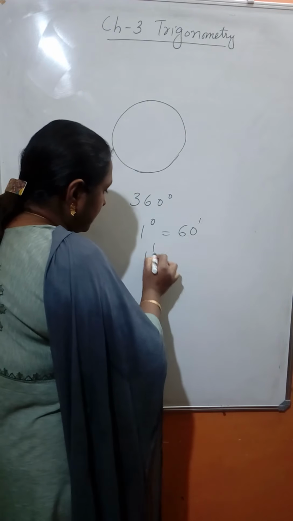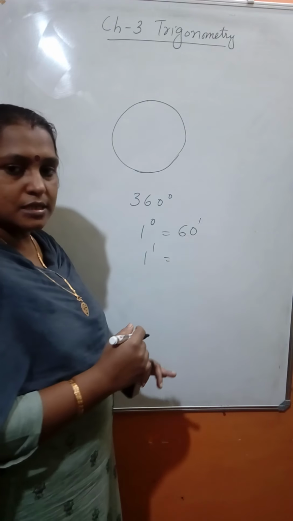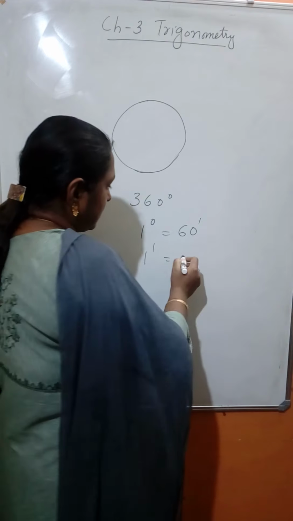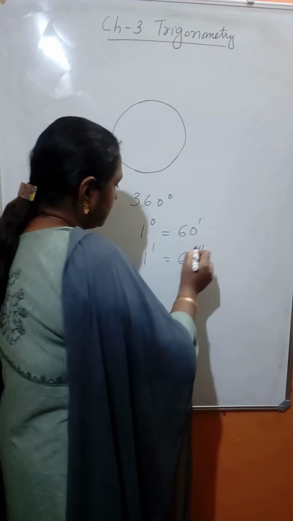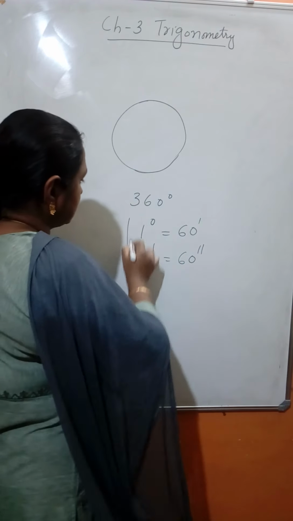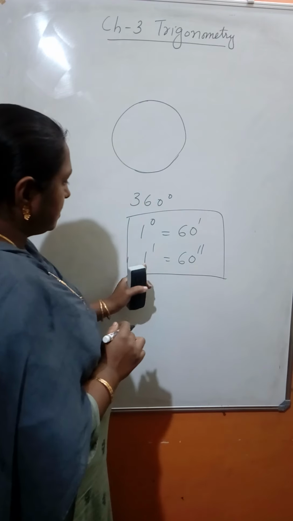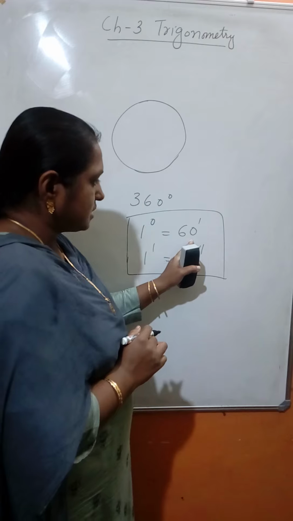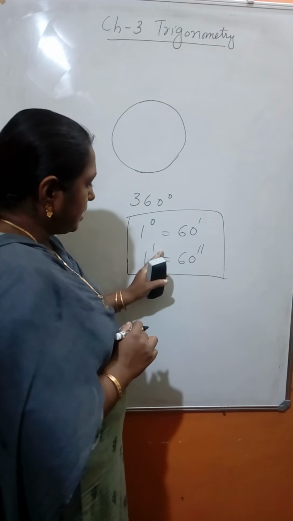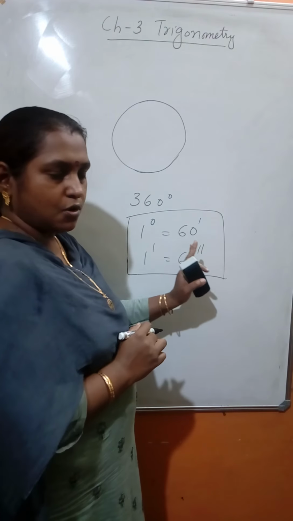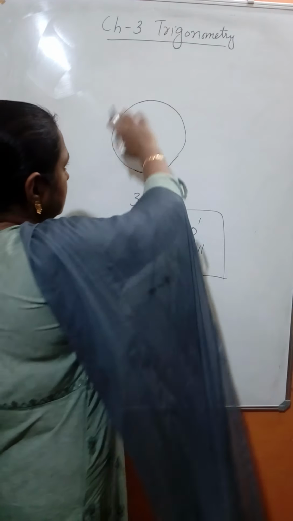Now this 1 minute is divided again into 60 parts, and each part is known as a second. So 1 minute is the same as 60 seconds. You should remember how to convert degrees into minutes and minutes into seconds: 1 degree is the same as 60 minutes and 1 minute is the same as 60 seconds. This concept may not be known to you. We know this much only.